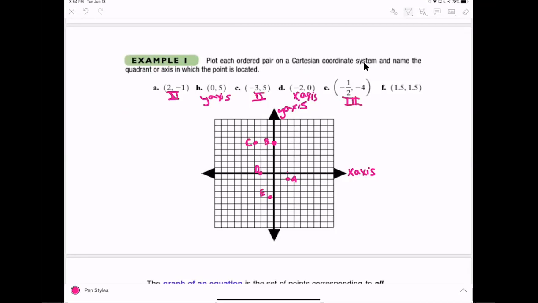And the last example is the point (1.5, 1.5). The x value is positive 1.5. 1.5 is located between 1 and 2. So I'm going to go to the right, estimate halfway between 1 and 2, and then I'm going to do the same when I go up. I'm going to go up between 1 and 2, and I'm going to put my point right in the middle, just estimate, and I'm going to label it F, which is in the first quadrant. Notice that I used capital letters. When we plot points, we will use capital letters to name them on a coordinate plane.